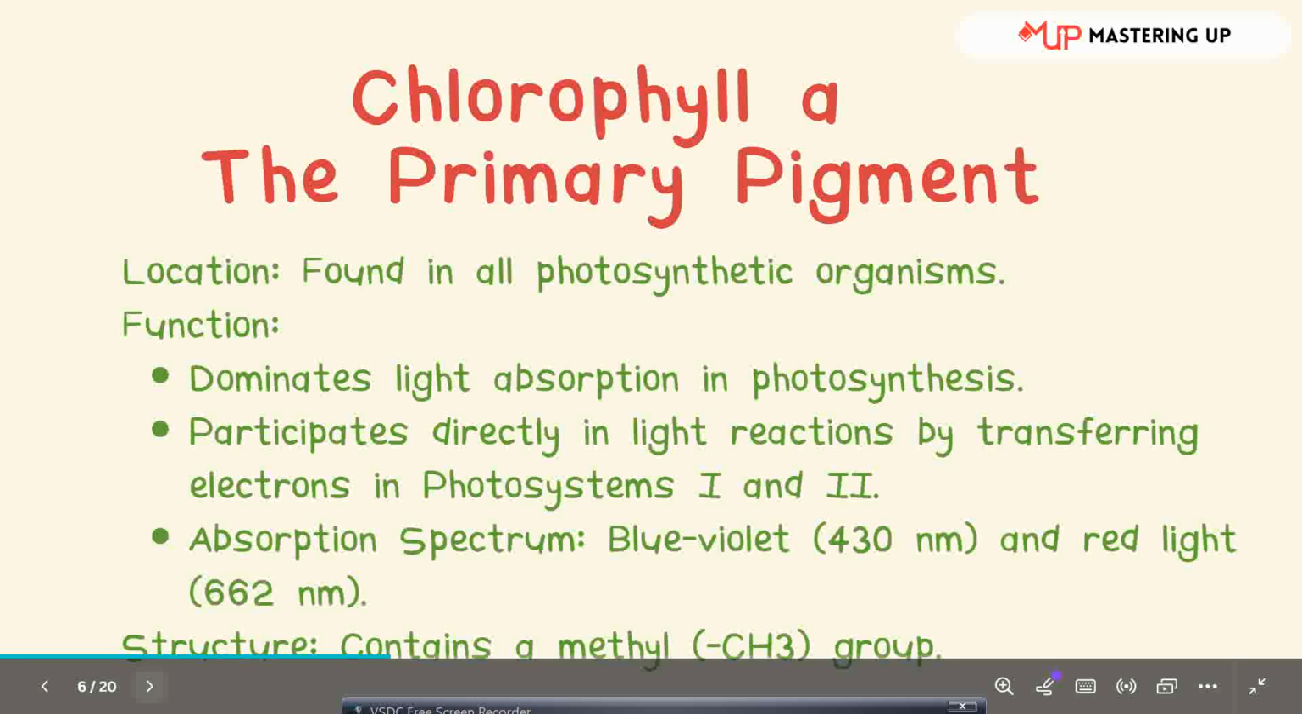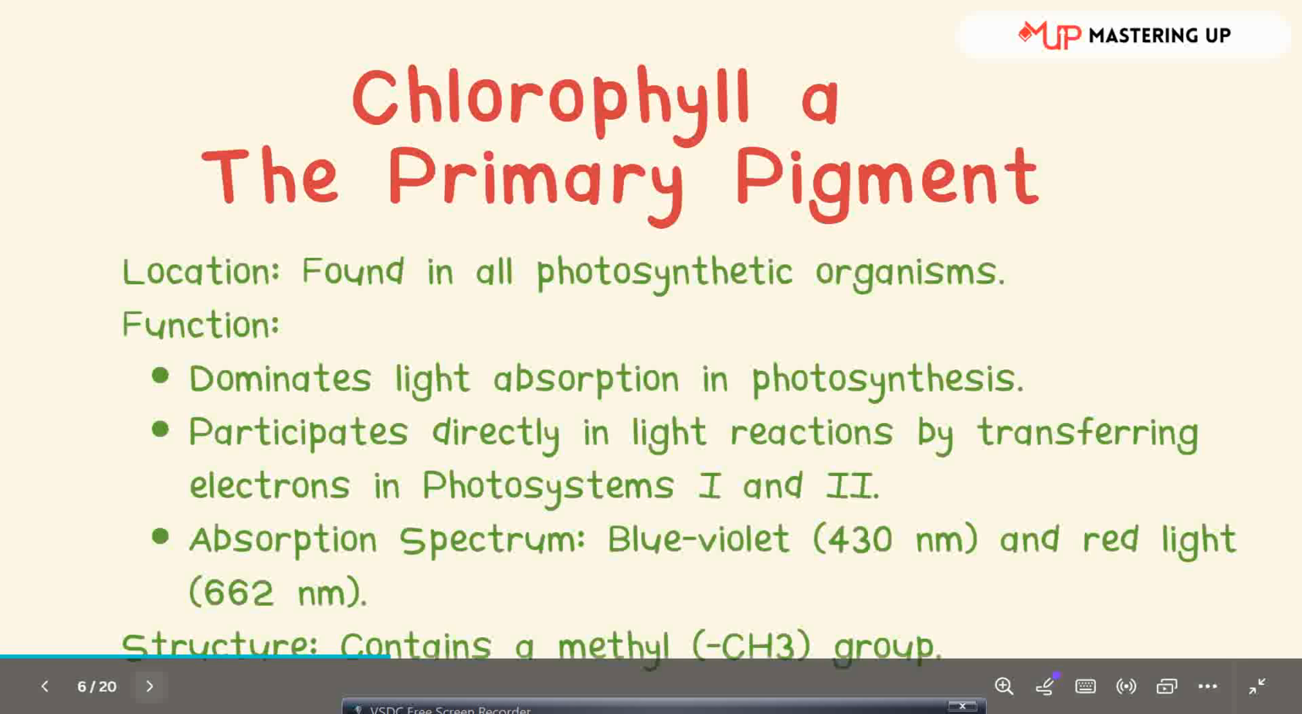Now chlorophyll A is the primary pigment in the process of photosynthesis. Chlorophyll is present in the chloroplast. Its location: it is found in all photosynthetic organisms. Basically all the organisms that perform photosynthesis have chlorophyll A. That's why it is known as the primary pigment. And its function is that it dominates the light absorption in photosynthesis, as I told you in the previous slide.